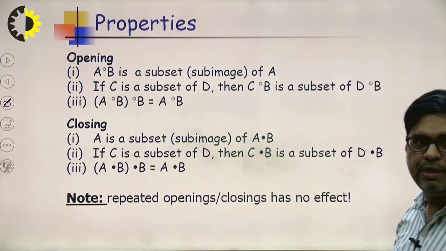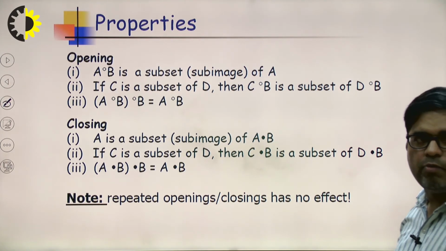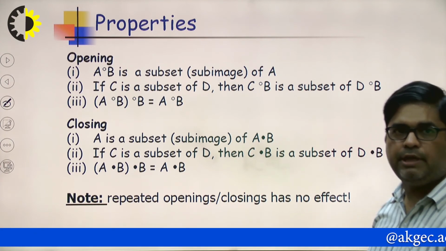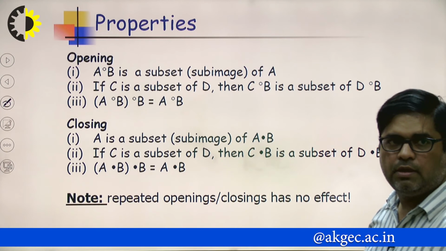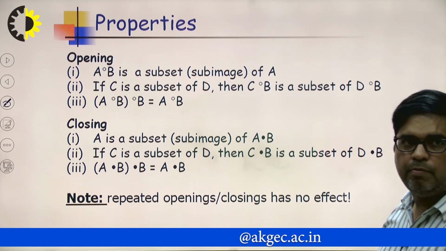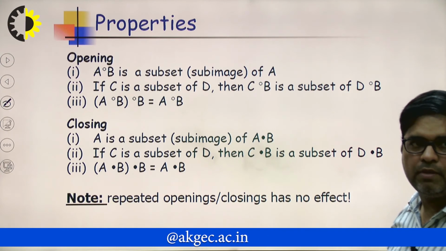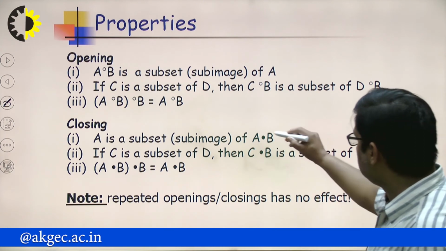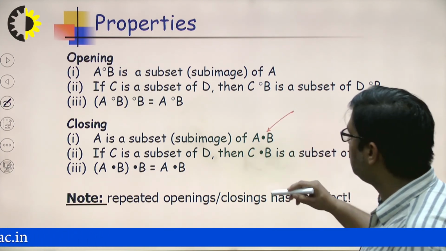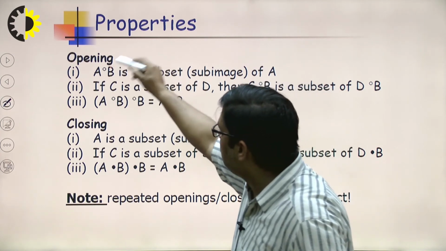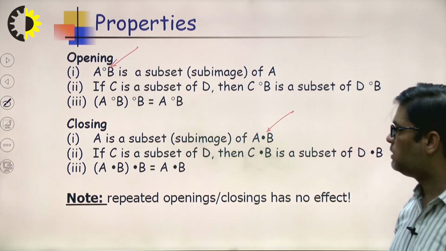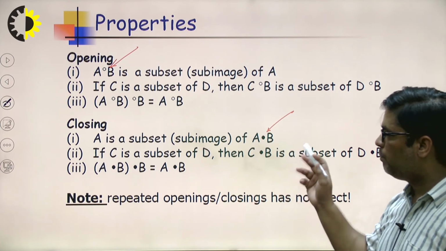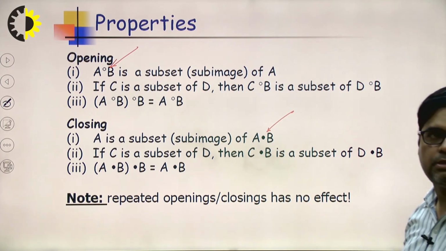The properties of opening and closing are: for opening, A ∘ B is a subset of A. If C is a subset of D, then C ∘ B is a subset of D ∘ B. And (A ∘ B) ∘ B equals A ∘ B. In the closing operation, A is a subset of A • B. Here this is very important: closing is denoted by the dot, whereas opening is denoted by the hollow O. If C is a subset of D, then C • B is a subset of D • B. Generally these properties come in objective type questions.